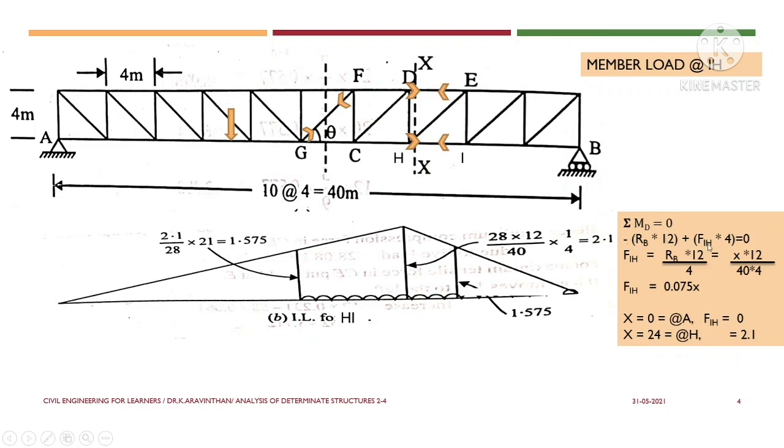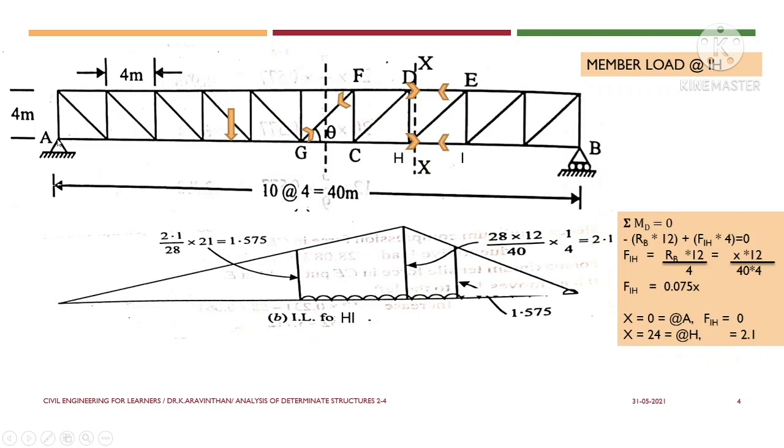So if I need FIH, I can take RB outside and substitute RB as x by L, that is x by 40, and simplifying I will be getting 0.075 x. So this is in terms of positive. Note that while finding the functions here, in the case of DE we got the function as negative, and now we got the function as positive. This shows that the bottom chord has tensile force while the moving load is acting. Okay. After getting that, you can substitute the limits.